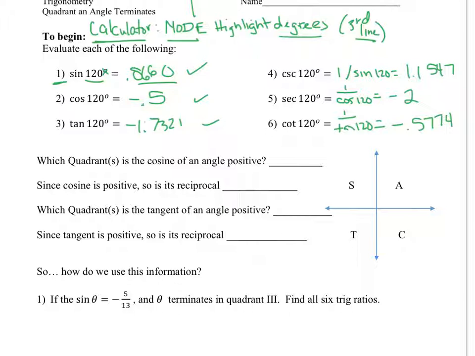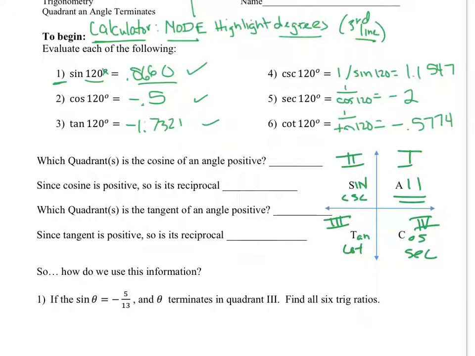So which quadrant is the cosine of an angle positive? Well, that's this one right here. Cosine is always positive in quadrants 1 and 4. So there's a lot more that goes along with this, but you have to understand it at an almost very basic level. So you have to understand that all trig functions are positive in quadrant 1. This one, it's only sine and its reciprocal cosecant. This one, it's tangent and cotangent. And in quadrant 4, cosine and its reciprocal secant.